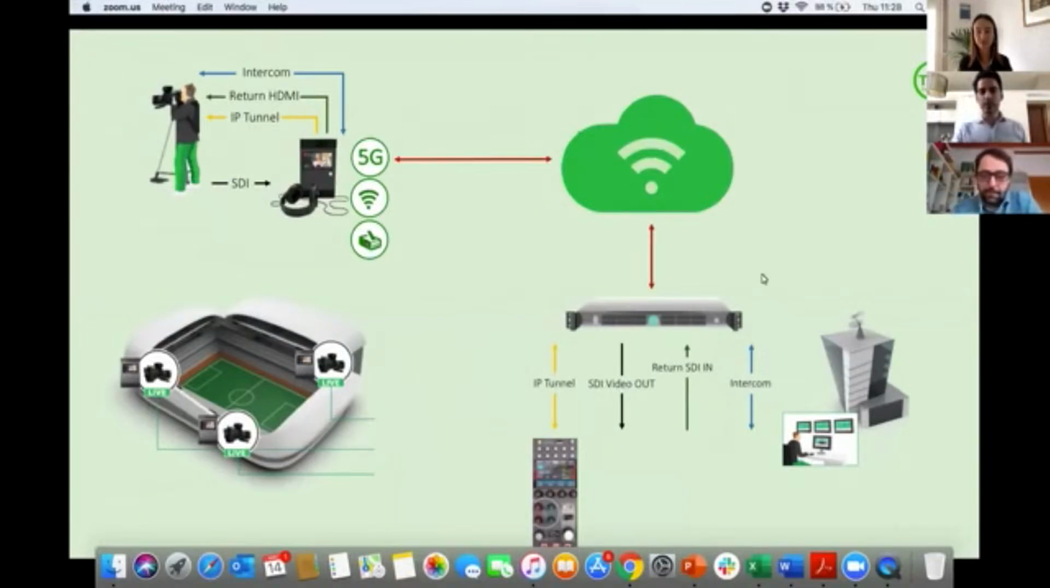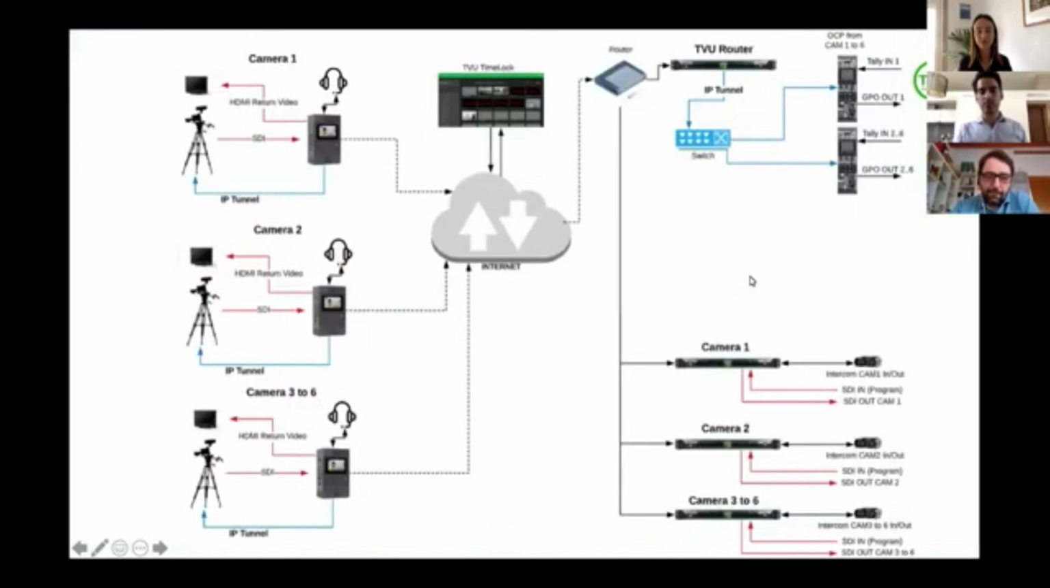So going on, Oriol just presented you the wireless remote production. This is a more complete workflow, where you have multiple cameras connected with the intercom, with the receiver at the remote production side, and also the capacity to remotely control the camera and use the IP tunnel to do more things. Do you want to comment on that diagram, or should I pass?